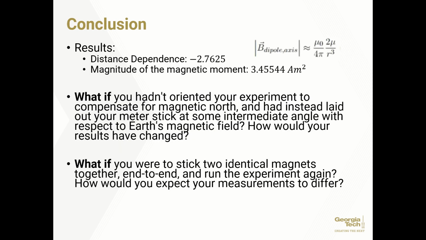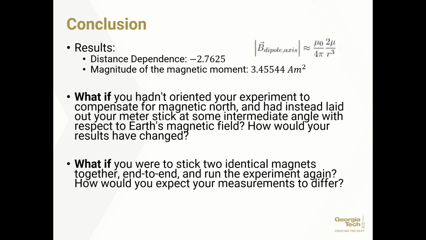In conclusion, the final results of this lab were that the distance dependence was negative 2.762, which makes sense because the Biot-Savart law has a distance dependence of negative 3, and we know that because r in that equation is raised to the third, and that's all over 1, so that's a negative 3. And in this case, negative 3 is pretty close to negative 2.7. The magnitude of the magnetic moment was 3.455 A·m².